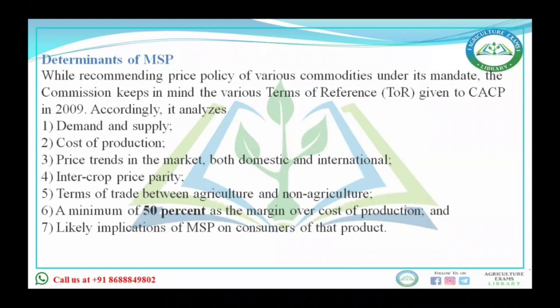When determining the MSP, various terms of reference are given to CACP that are analyzed on the basis of demand and supply, cost of production, price trends in the market, both domestic as well as international, inter-crop price parity, as well as terms of trade between agriculture and non-agriculture. Remember this point: a minimum of 50% as the margin over the cost of production. Minimum how much margin has to be there? 50% over the cost of production. Okay, likely implementation of MSP on consumers of the product.